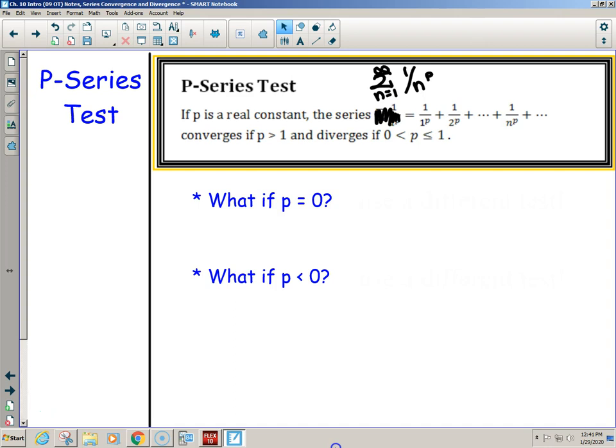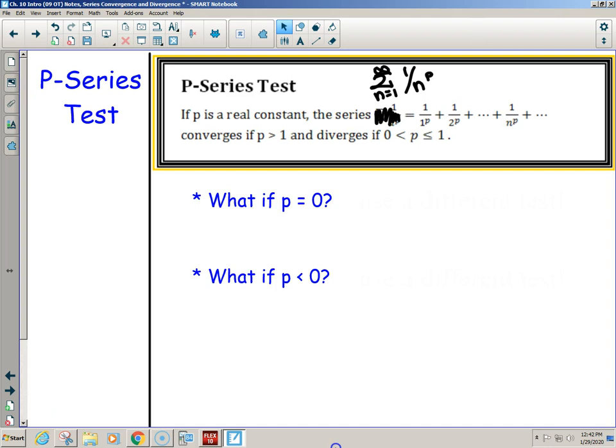What if we had 2 over n to the p? Does this test fail? Nope, because we can pull out a 2. What if we have 10 over n to the p? Does this test fail? Nope, because we can pull out a 10. What if we have 1 over n to the p plus 1? Does this test fail? Yes, because I cannot rewrite that.